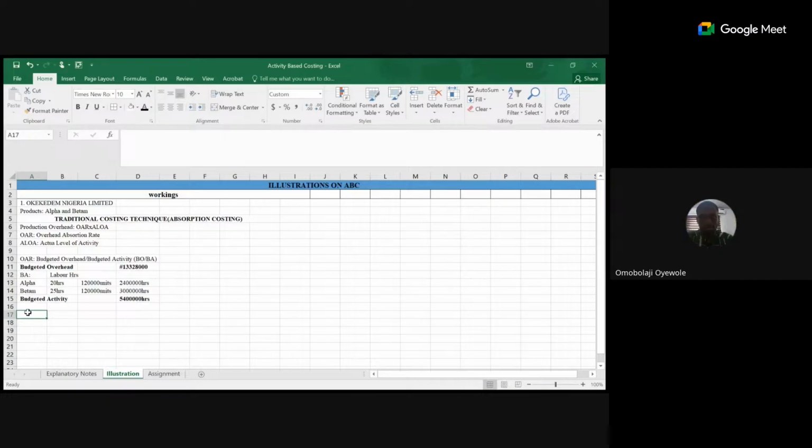Yes. So, okay, wait, before that, we have not calculated our OAR. Remember what we want to calculate is OAR. OAR will be what? Budgeted overhead over budgeted activity. Budgeted overhead is 13,328,000.